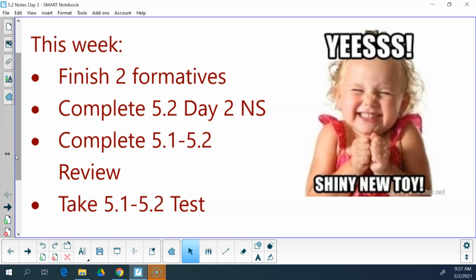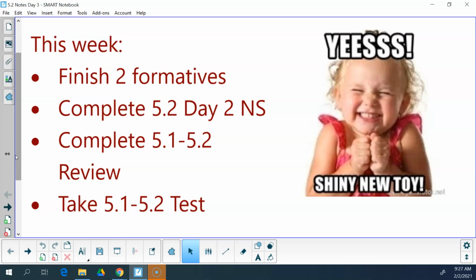Today, we're going to be in your pink packet, and we're going to be working on 5.2, what is the title of that one? 5.2 note sheet. Section 5.2, Proving Trig Identities, day 2. So we're going to do some of the stuff off of that one.